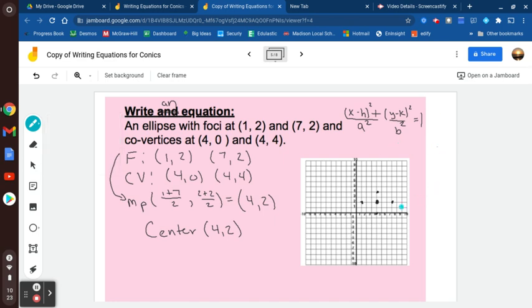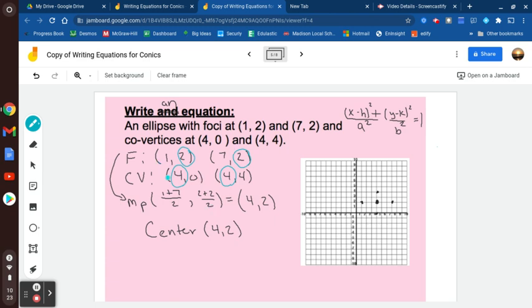I was going to say you could just say it's 4, 2, because in the covertices the 4 is in both of the X spots and then in the foci the 2 is in both of the Y. Okay, so in the covertices, the X stays the same. In the foci, the Y stays the same. So if you recognize that, it is okay to pull that out as your center. I'm okay if you don't show the midpoint work. But some of us aren't very good at seeing that, so you're going to do the midpoint every time.